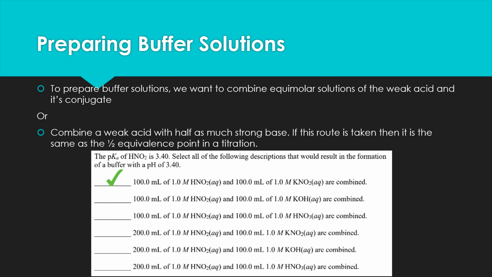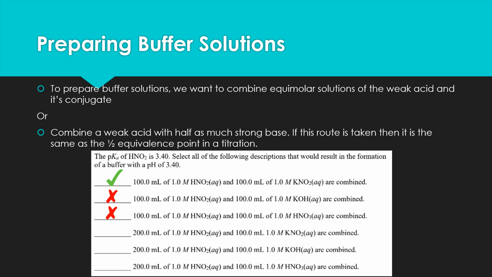The next one starts the same, 100 milliliters, 1 molar of HNO2. This time we're reacting the same volume and molarity of KOH. That's a strong base. If we wanted to go that route, we would need half as much strong base. Okay, so that one won't work. On the third one, we've got HNO2. We're combining it with HNO3. Those are a weak acid and a strong acid. That's not going to work ever. We don't have any conjugate happening there.